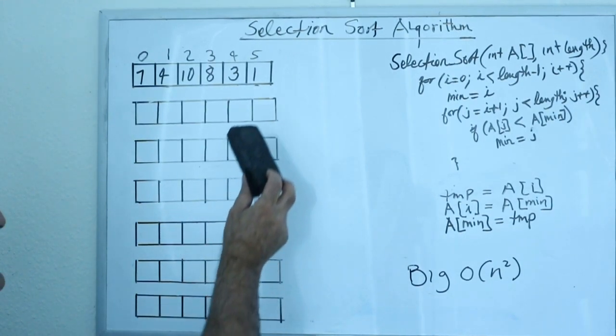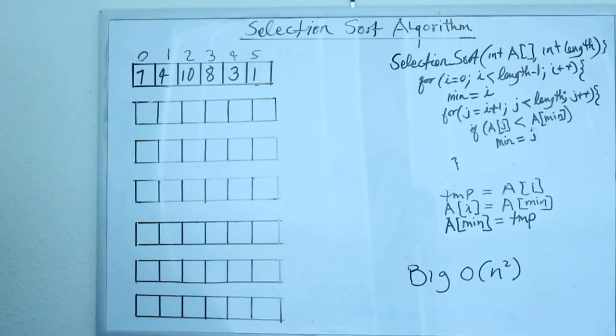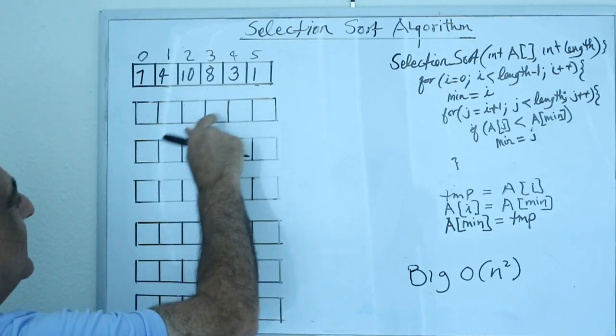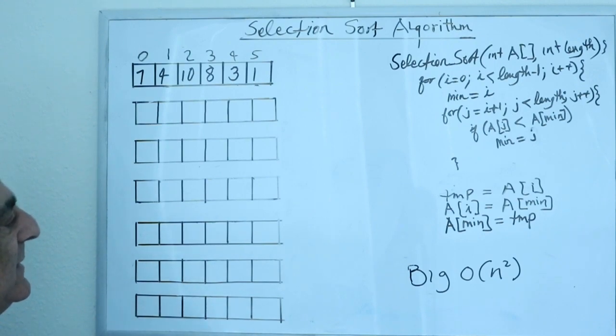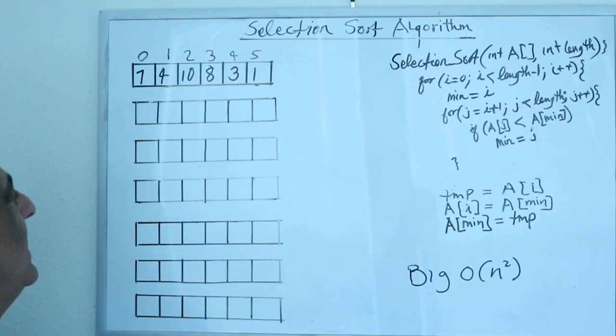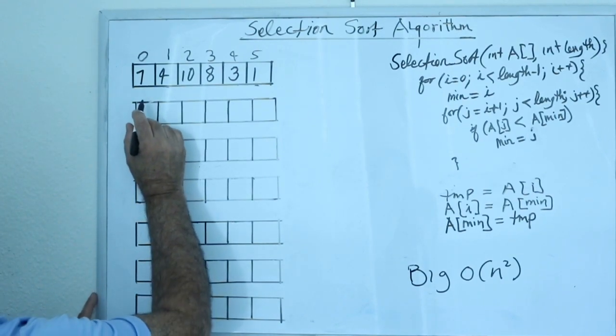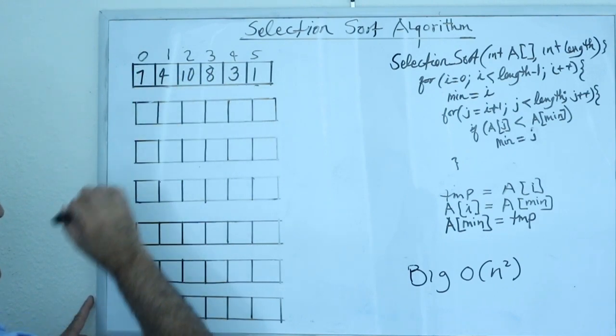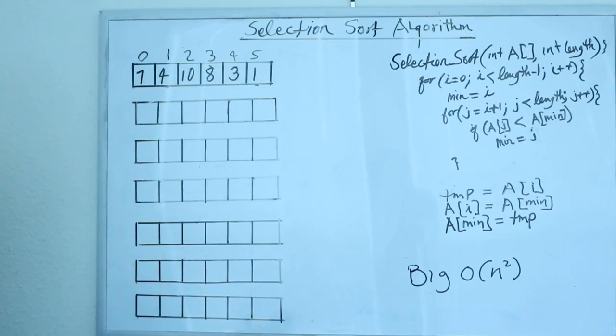This is the selection sort algorithm. I have my original numbers: 7, 4, 10, 8, 3, 1. I want to sort in ascending order using the selection sort. Now the way the selection sort works is, start with the first element. These are the subscripts of my array: 0, 1, 2, 3. It can go to as many elements as I want.